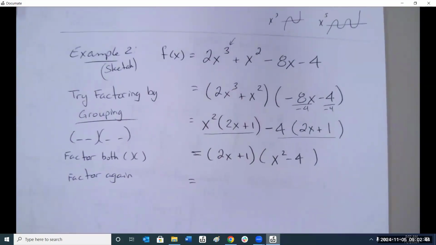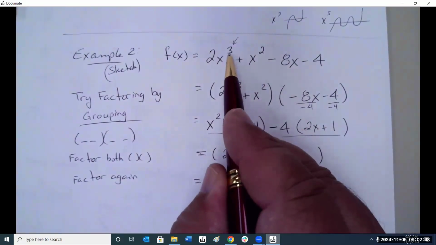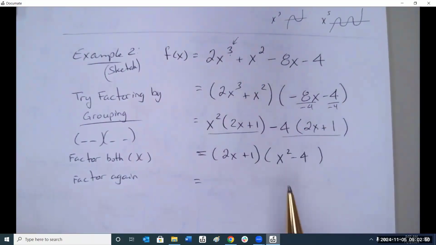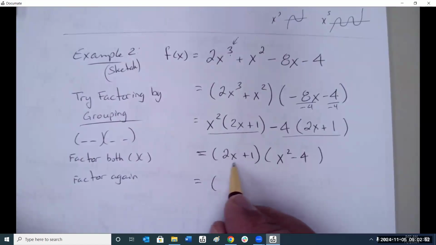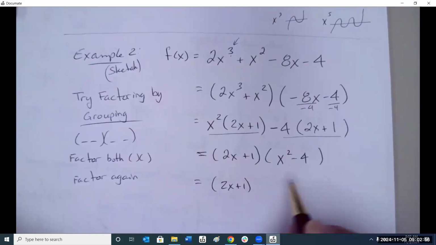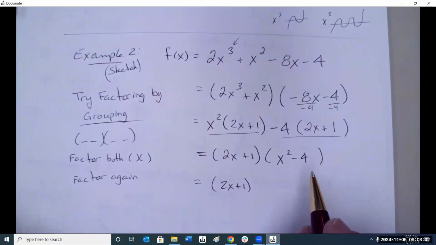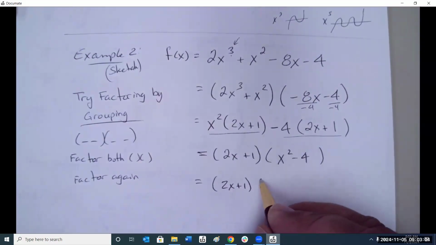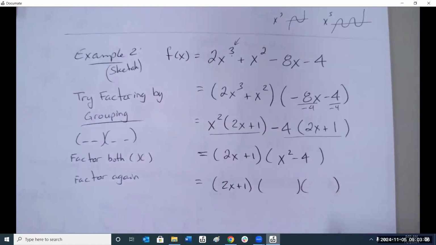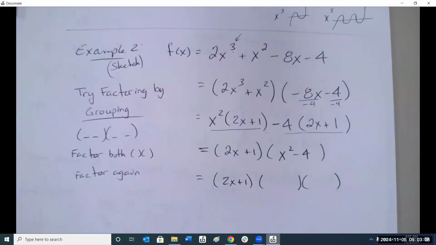How many solutions are we supposed to have? We're supposed to have 3. We only have 2. So can we do anything with this first one? No. It's as far as it goes. How about this one? Can we do anything with this one? It's safe to say yeah, because we need one more answer. So how do we factor that one?